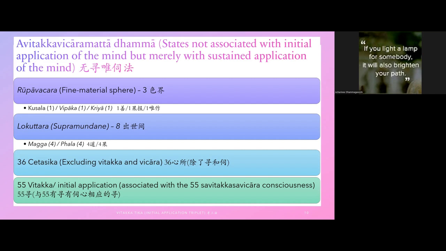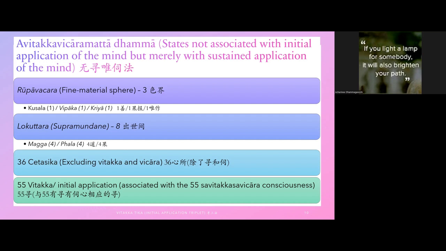So under rūpāvachara, we get the second jhana, kusala, vipaka, and kriya. So we get 3 consciousness there. Under lokuttara, again, we get the second jhana, magga, and phala, which are 8 consciousness. And together with these, we get 36 mental factors arising with them. Here again, we are excluding vitakka and vichara.